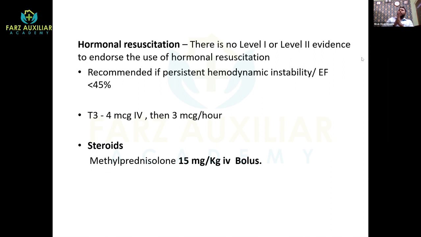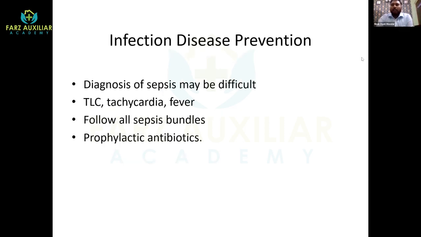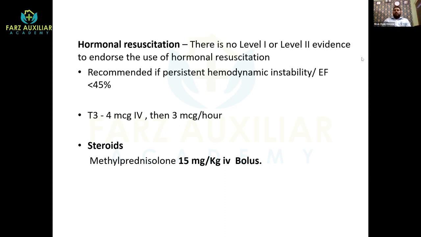So when your patient is not responding to IV fluids, vasopressors, inotropes, then you can go for hormonal resuscitation. And what are the hormones that you have to give? You have to supplement thyroid hormones, oral T4 or IV T3. Then IV corticosteroids, methylprednisolone is the drug of choice, and the dose is 15 mg per kg. This is the absolute dose, and you have to remember this. And regarding other hormones, we give vasopressin.